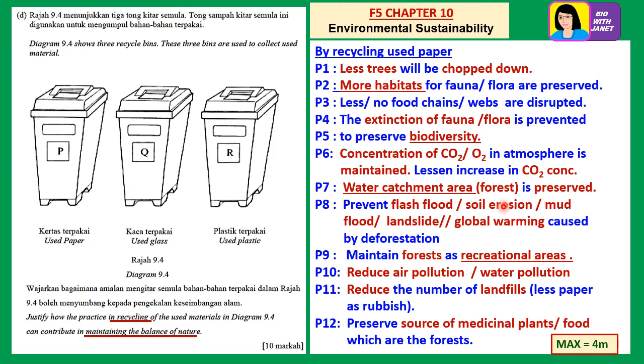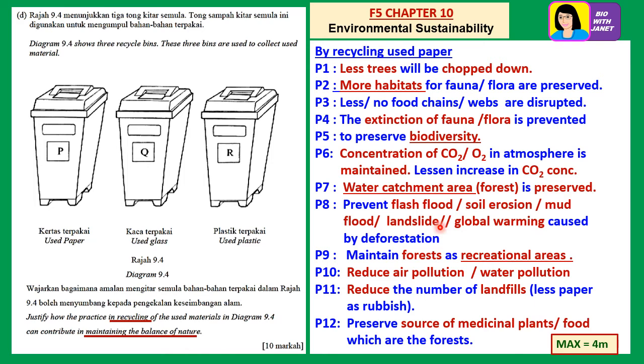If the forest is not preserved, then trees will die there, and then the roots cannot bind the soil together. Then when it rains, there will be soil erosion and landslide. But in this case, if we preserve the forest, the tree roots bind the soil together. So the soil will not be eroded, and then it will not flow down the hill and cause a mud flood or landslide.